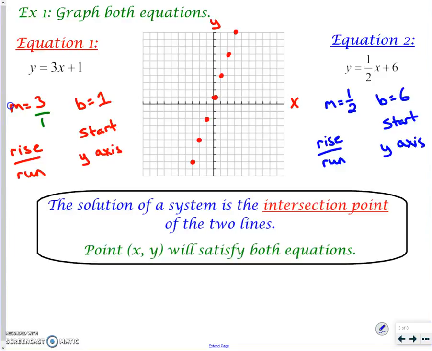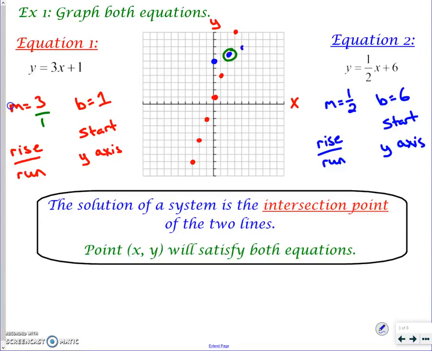So on this one, guys, I'll go up to 6. 1, 2, 3, 4, 5, and 6. And on this one, I'm going to go up 1 to the right 2. And when I do that, you're going to notice that I hit the red dot that was already there. When this happens, it's very important. We need to circle that.